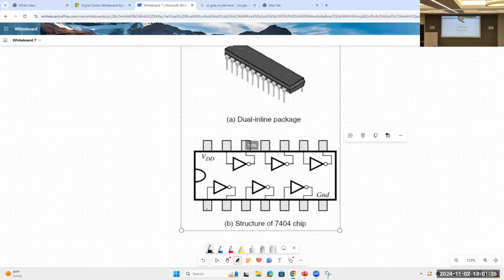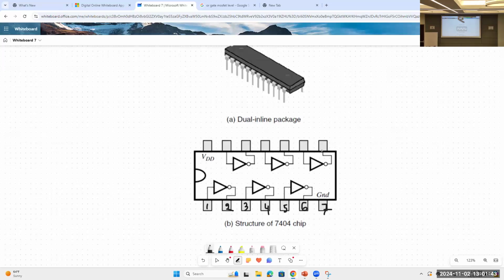Okay, so this is pin number 1, this is 2, this is 3, this is 4, this is 5, this is 6, this is 7, this is 8. The numbering is done like this actually: 1, 2, 3, 4, 5, 6, then anti-clockwise. 8, 9, this is 10, this is 11, this is 12, this is 13, this is 14.